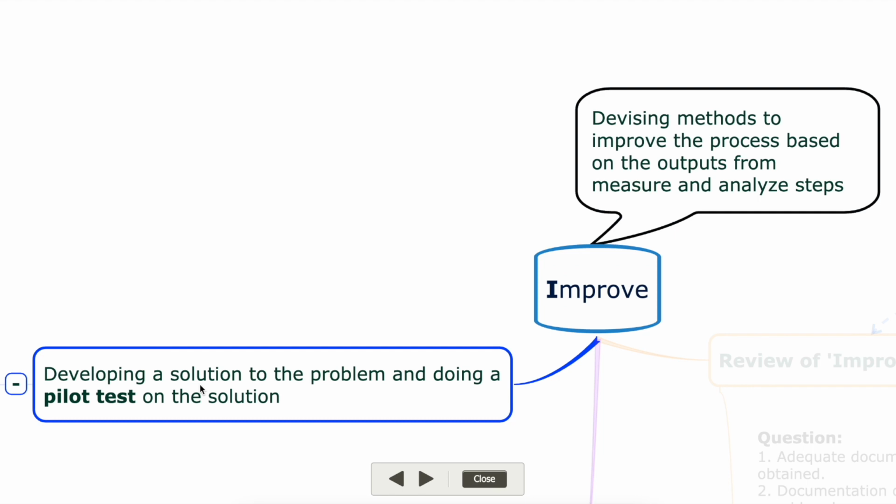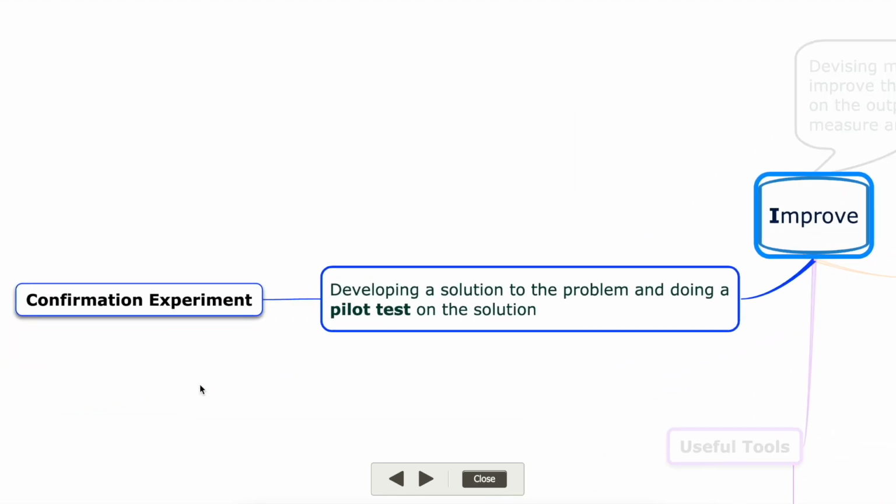And this pilot test is called a confirmation experiment. It means we will perform an experiment in order to test the solution that we have devised for the requested, anticipated, or desired improvement in the system. So we will test it and confirm if it is working or not.